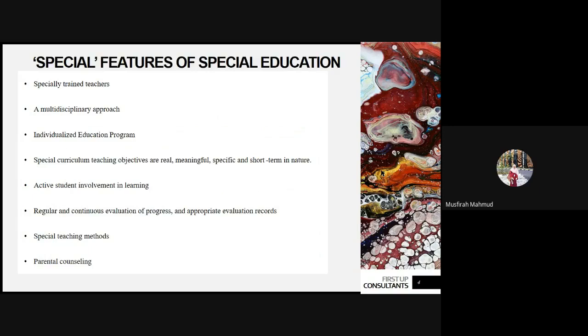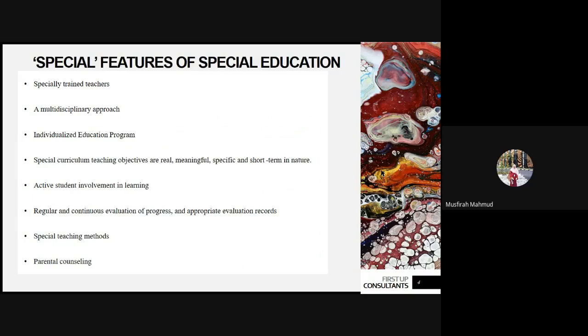Next is the individualized education program. What is an individualized education program? An individualized education plan or program is also known as an IEP. This is a plan or program developed to ensure that a child with an identified disability who is attending an elementary or secondary educational institution receives specialized instruction and related services.